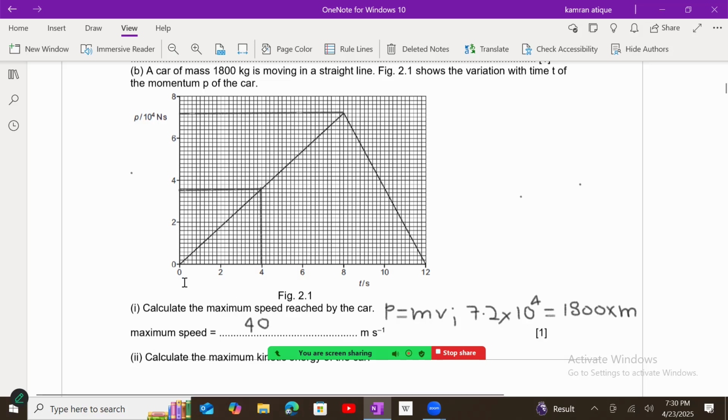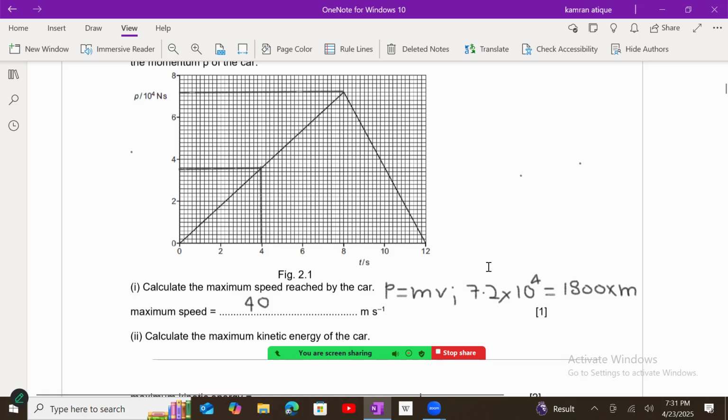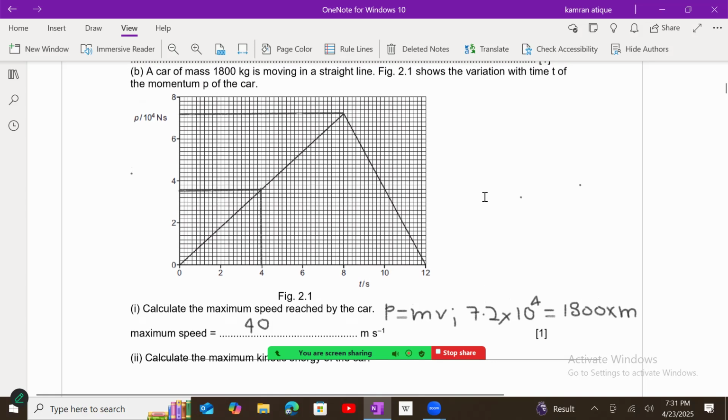As you can see, from 0 seconds up to 8 seconds, the momentum on the y-axis increases in a uniform manner with a uniform gradient. The momentum increases by a straight line graph. And then after 8 seconds, it decreases once again by a straight line graph. Your examiner is saying, calculate the maximum speed reached by the car. What will be the maximum speed?